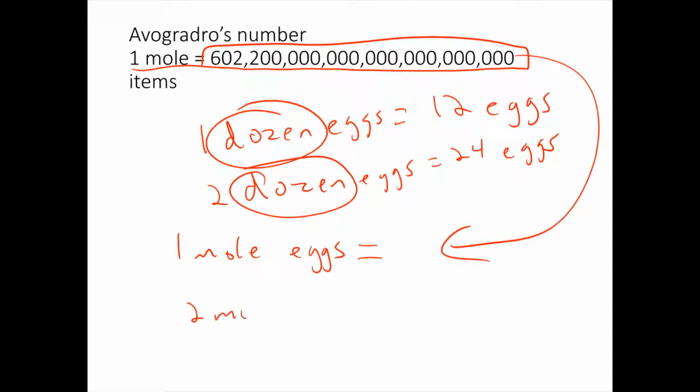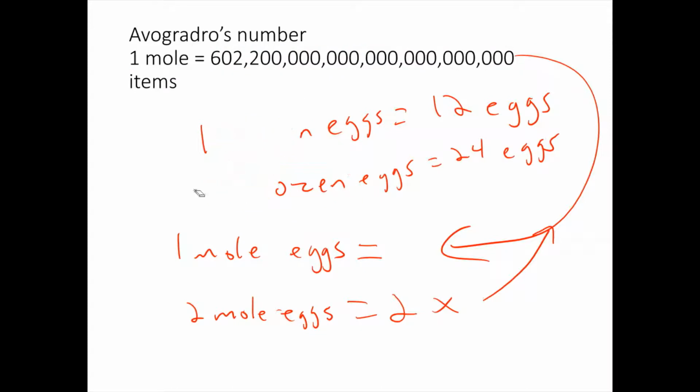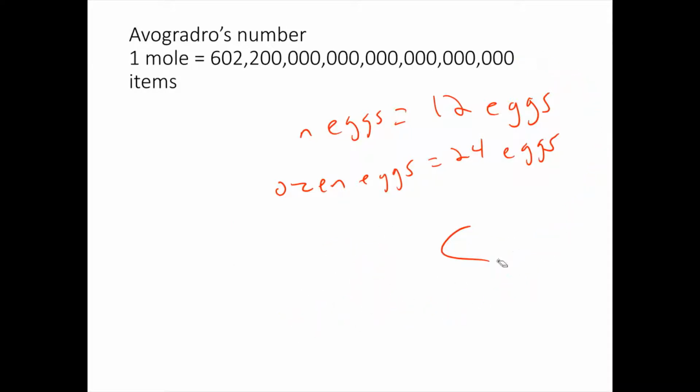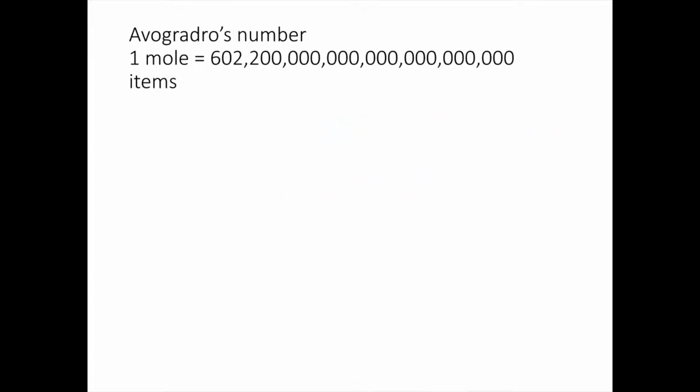If I had 2 moles of eggs, I would have 2 times this number. And so that's how we use the word. It's just a word to stand for a number of things. And these things can be anything. They can be eggs, they can be atoms, they can be molecules. We usually use it to refer to a number of particles, which is usually molecules or standalone atoms. So when we talk about a mole of water molecules, we're talking about this number of water molecules.